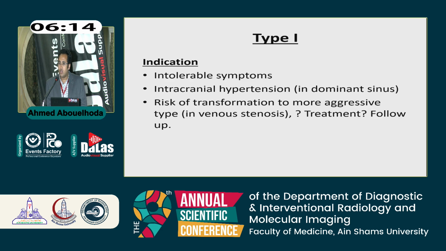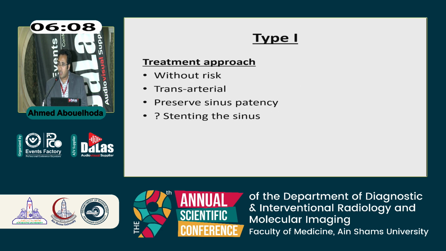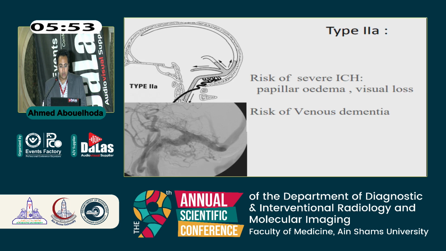If you do a DSA and you find venous stenosis, this can give us an indication that it can transform to a more aggressive type. Upon treating a type 1 dural fistula, you have to do it without any risk because it's already a benign etiology. You have to do it with a transarterial approach and preserve the patency of the sinus.